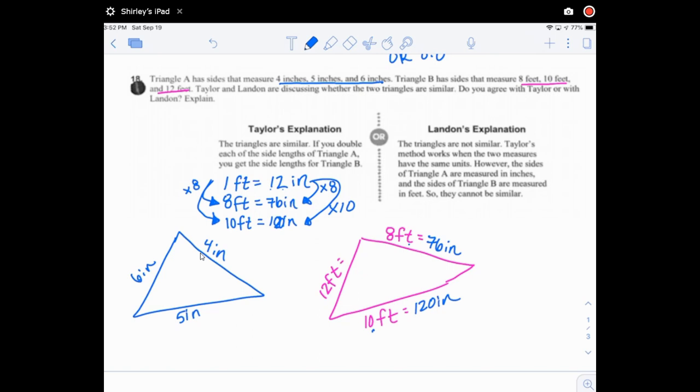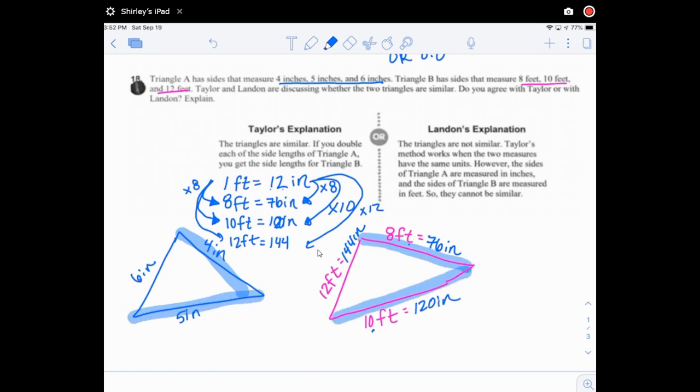Okay, so to finish that up then, I'm going to find that third side length. So I have 12 feet. My scale factor from 1 to 12 is to multiply by 12. So I'm going to multiply this by 12 down here, and I get 144. So now that I have my side lengths in inches, I can go ahead and find my scale factor. So I'm going to take a pair of corresponding sides, 4 inches to 76 inches, and then 5 inches to 120 inches. And I'm just going to check to see if we get a common number.